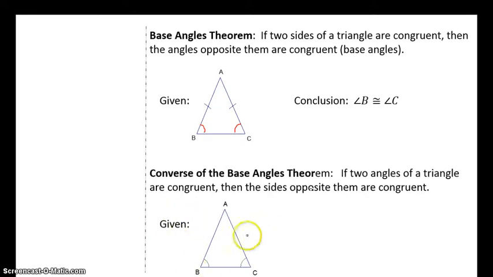So if it's given to you that you've got a triangle with two congruent angles, then by the converse of the base angles theorem, I can say that the sides across from those two angles are congruent. The side across from angle C is AB, and the side across from angle B is segment AC, so I can say this side is congruent to this side. So the converse is also true. If you're given two angles congruent in a triangle, then you know the two sides opposite those two angles will be congruent to each other.